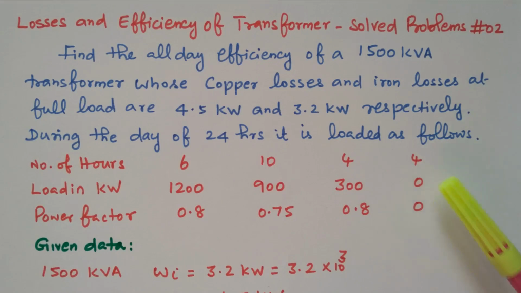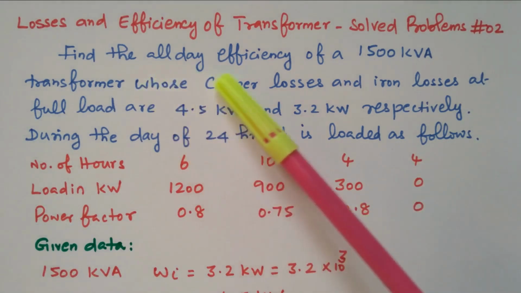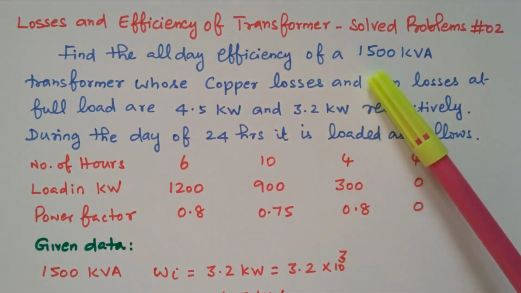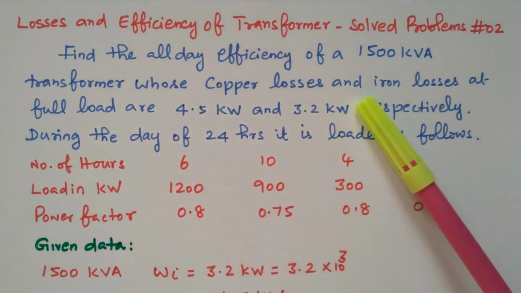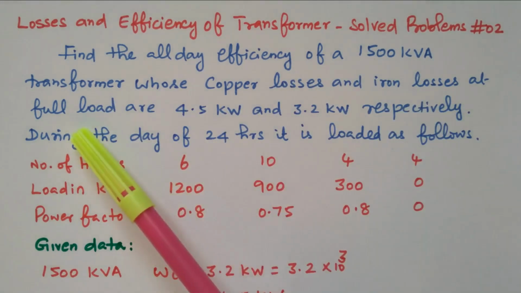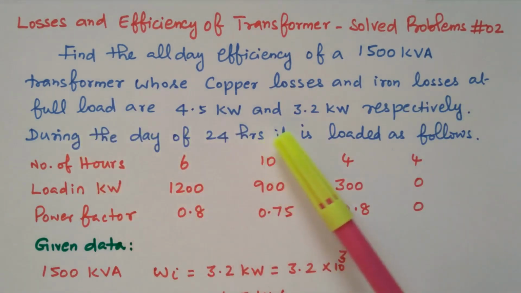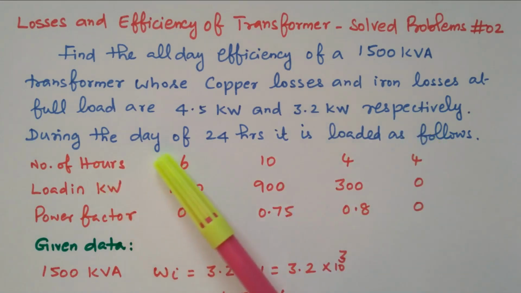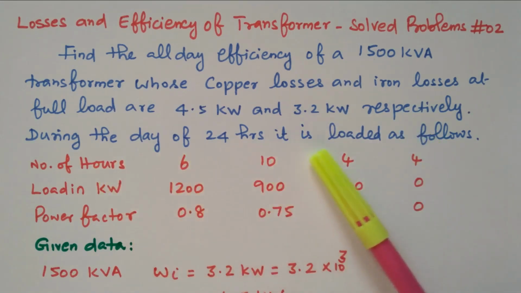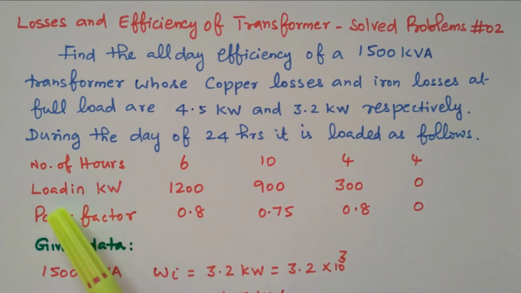Now we'll go to the problem. Find the all day efficiency of a 1500 kVA transformer whose copper losses and iron losses at full load are 4.5 kilowatt and 3.2 kilowatt respectively. During the day of 24 hours, it is loaded as follows. The number of hours, load in kilowatt and power factor are given.